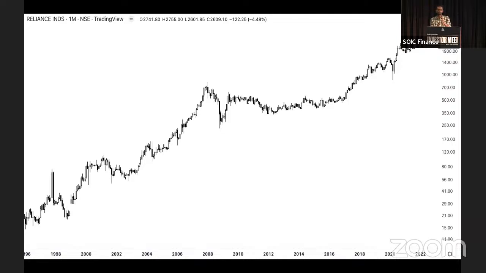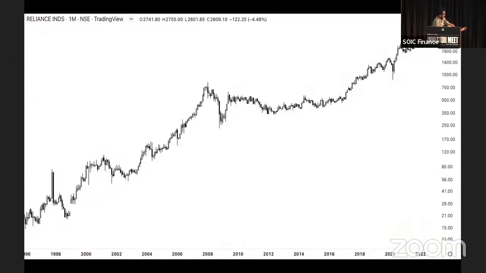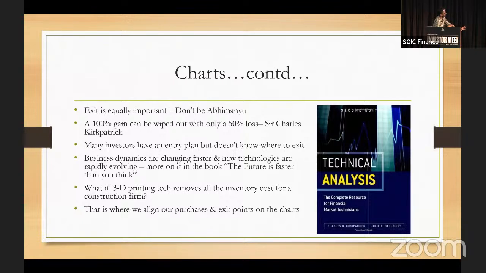So you must deploy your capital in a new opportunity immediately, because after every crash or correction, you will find new leaders kicking in. The old leaders will not participate in the rally again. So the exit is important. Like I already explained to you, 100% gain can be wiped out.